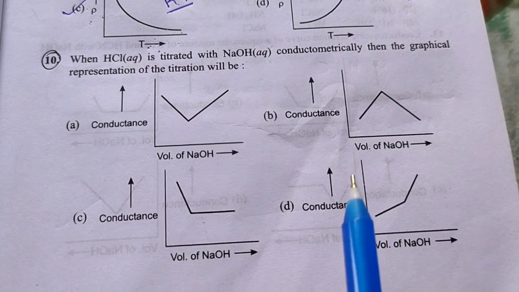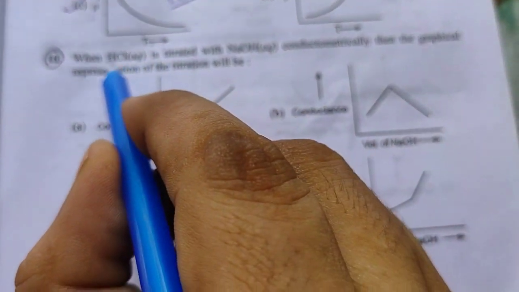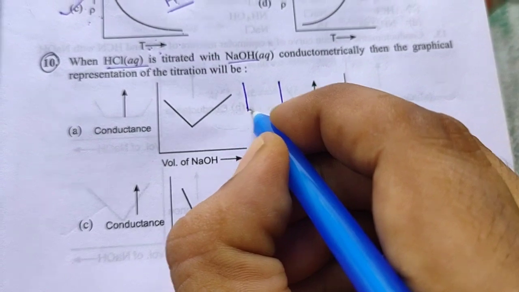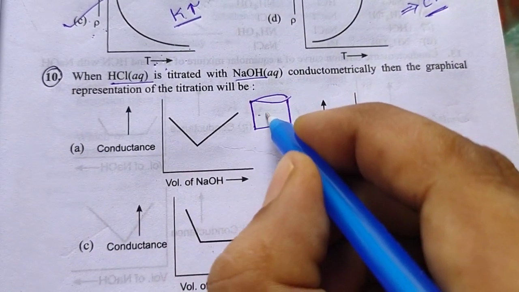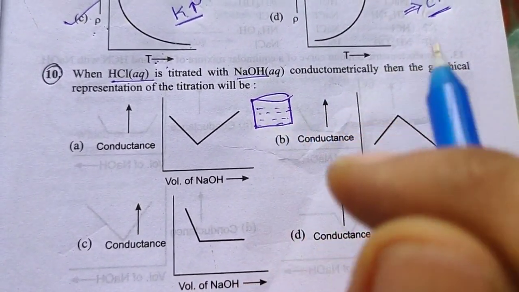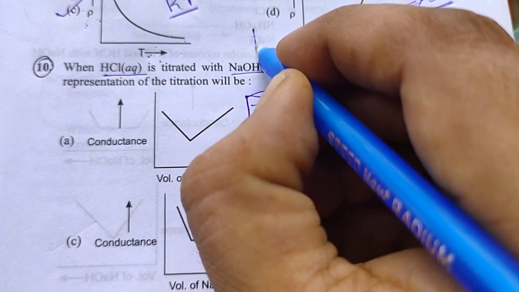So next, very important graphs: titration graphs, conductivity titration of a strong acid with a strong base. Before, in the beaker, there is an HCl solution, that is the strong acid. In the HCl solution, H plus mobility is high, so conductivity is high.